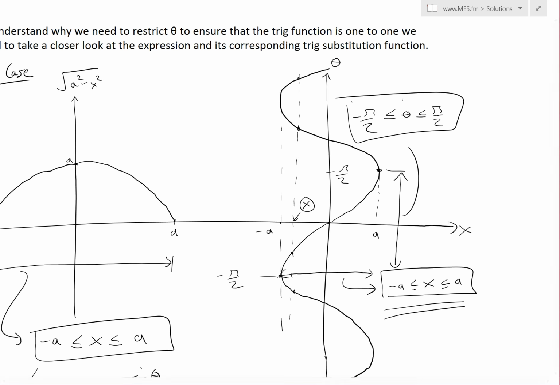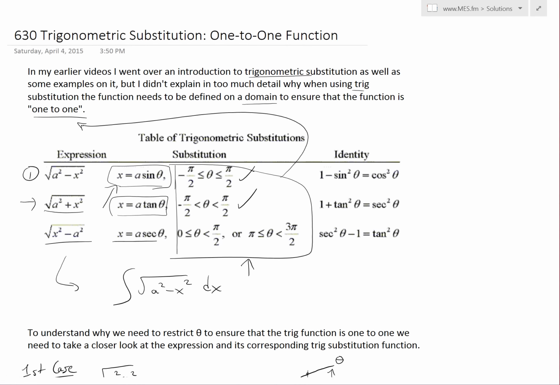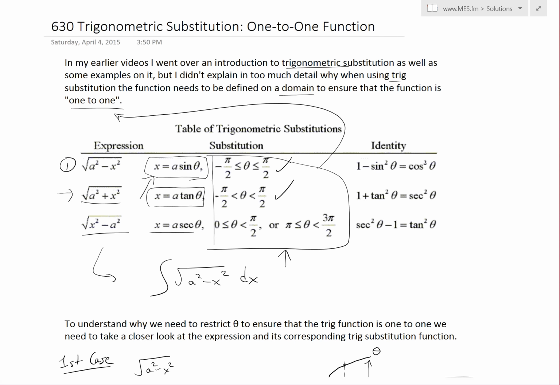So anyways, that's all for today. Hopefully you learned from this. This is a pretty out there tutorial. I really wanted to go into detail of why we're using this 1-to-1 relation when we define these trig substitutions. Anyways, hopefully you learned from this video.